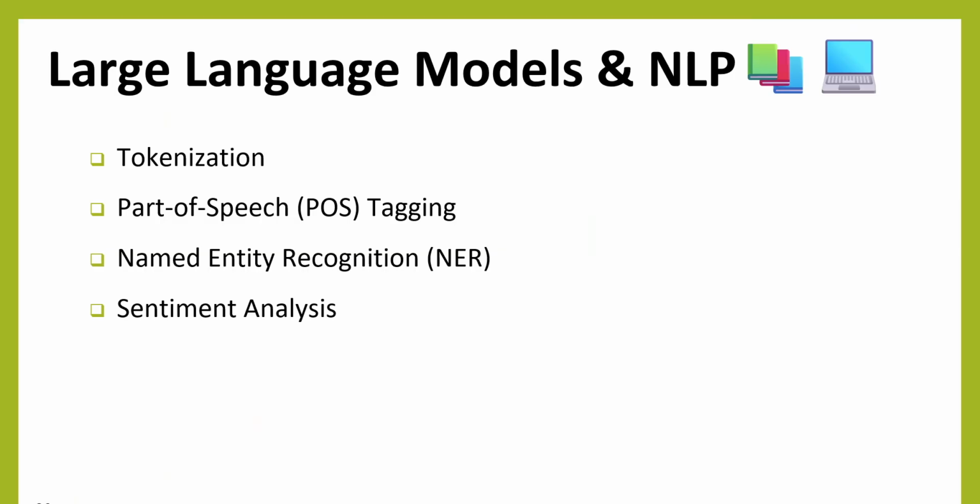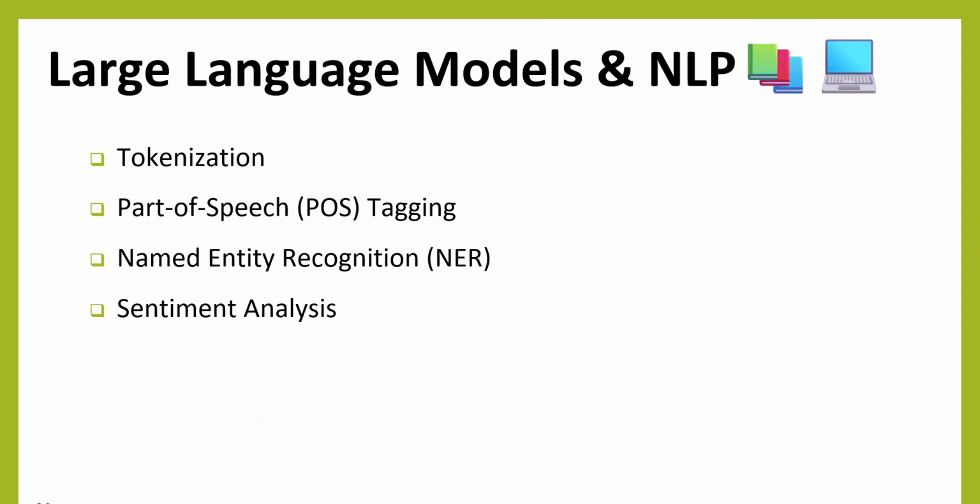Next comes natural language processing, which is a subfield of artificial intelligence that deals with the interaction between computers and humans in natural language. It's a multidisciplinary field that combines computer science, linguistics, and cognitive psychology to enable computers to process, understand, and generate human language.